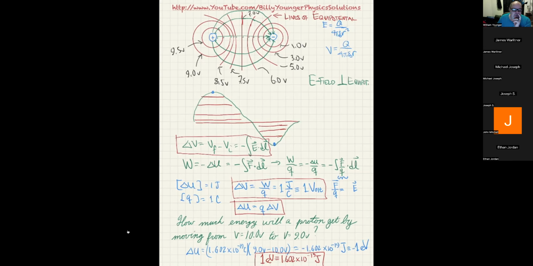But anyways, we're now going into chapter 24, and chapter 24 is called Capacitance, Dielectrics, and Electric Energy Storage. So that's where we're going next. So chapter 24, which, as I said, was capacitance, dielectrics.